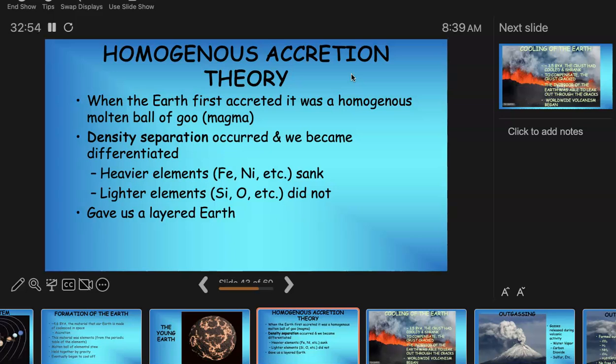So, when the Earth first accreted, when the Earth first came together, it was homogeneous. That picture you just saw, what does that mean? It means, as he just said, we were not differentiated into layers. There was no crust, mantle, core.